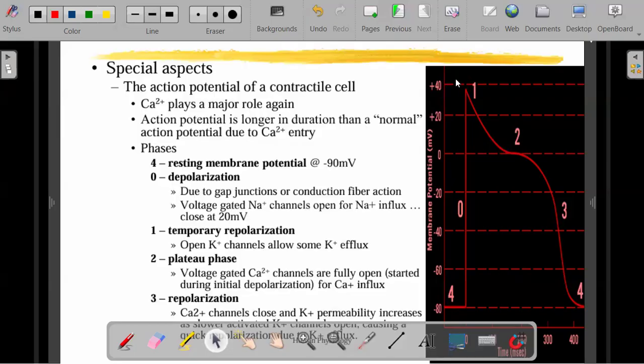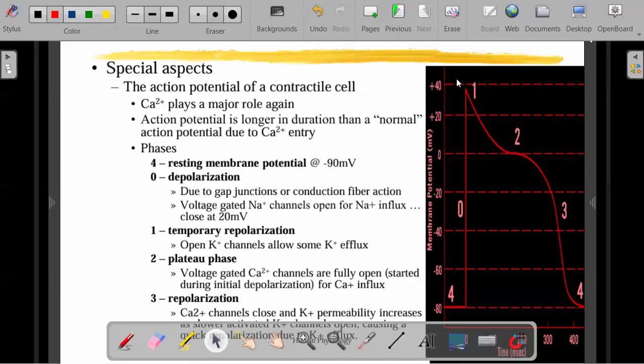For the early repolarization phase, the potassium channels open up. These potassium channels allow some potassium to go outside the cell. The sodium channels close, and potassium briefly leaves the cell through the transient potassium channels. There is a slight drop in the membrane potential. This is phase 1, which is characterized by potassium.